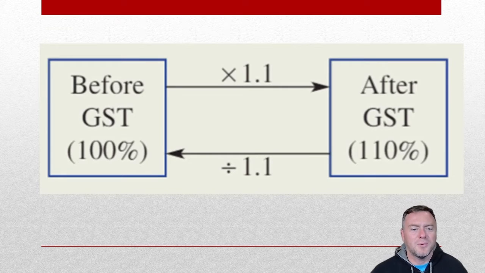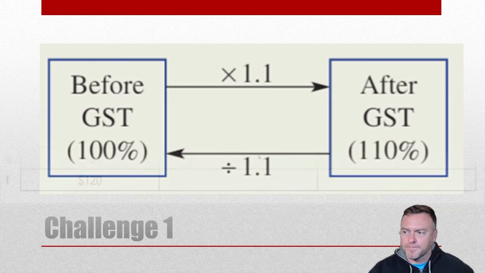So basically what would happen with the GST is you times it by 1.1, and then that would give you 10% on top of whatever the original value is. If you wanted to work out what the price was before GST was applied, instead of finding 10% and taking it away, which would never work, you divide by 1.1. So hopefully this little diagram helps. If you're going to work it out after GST, times by 1.1. If you want to work out before, you simply divide by 1.1.